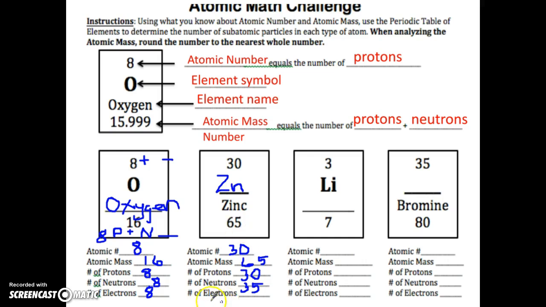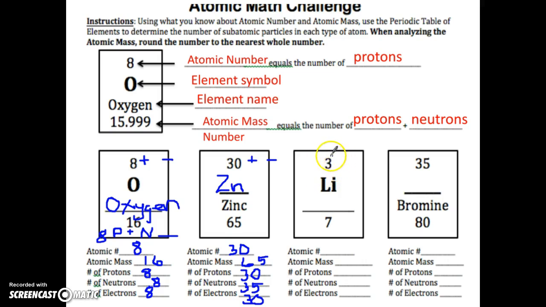Now I need to find the number of electrons. I already said this before, but the number of protons is equal to the number of electrons. So since there's 30 positive protons, then that must mean that there are 30 negative electrons. Once again, the number of protons and the number of electrons are always equal. I'm going to do one more with you, and then you're on your own.